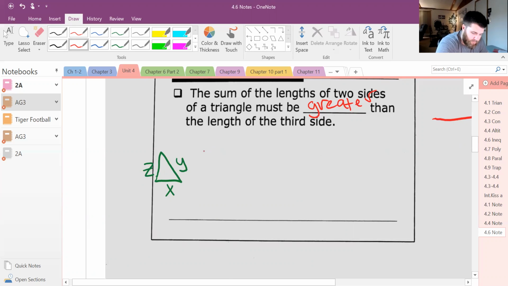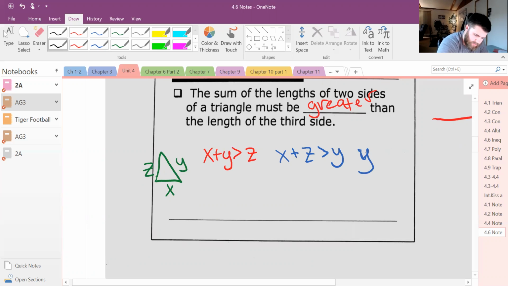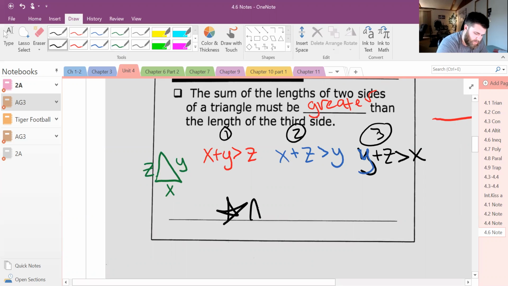Let's try x plus y is greater than z. That's our first option. Our second option is x plus z is greater than y. Then our last one has to be greater than x, so it's y plus z is greater than x. So 1, 2, 3 options, and you must check all three.